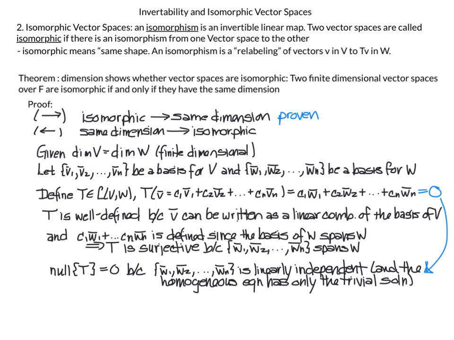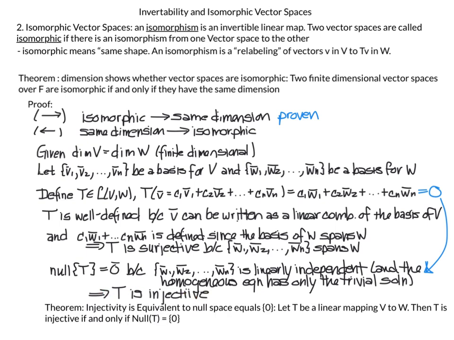It's only the trivial solution, and I should put the 0 because it's really the 0 vector. And in our previous video when we talked about injective and surjective mappings, we said that the nullity equal to 0 is equivalent to being injective. Let me look for that theorem for you. It's this theorem here. Injectivity is equivalent to the null space equals 0.